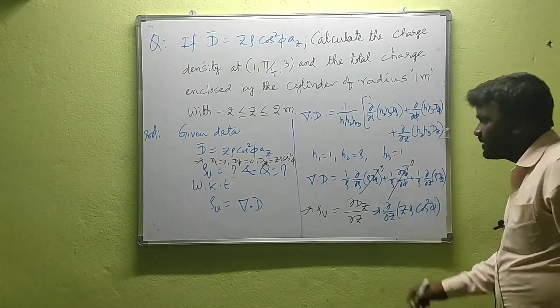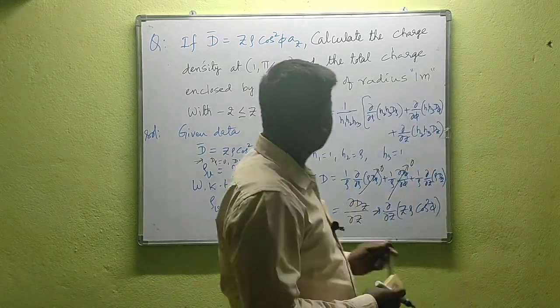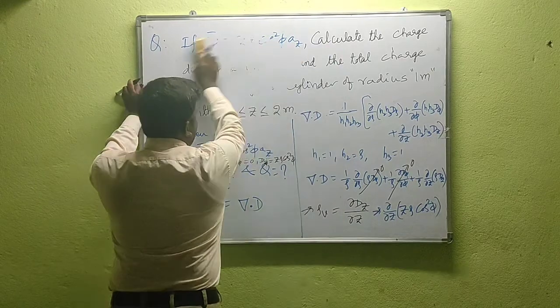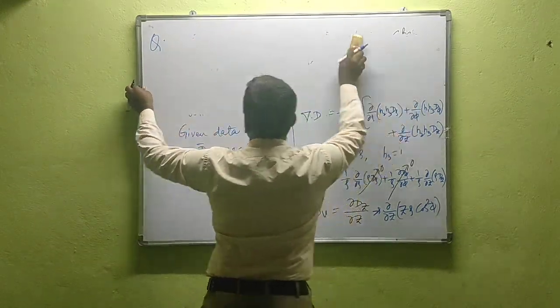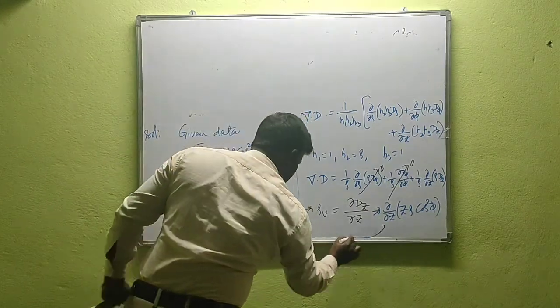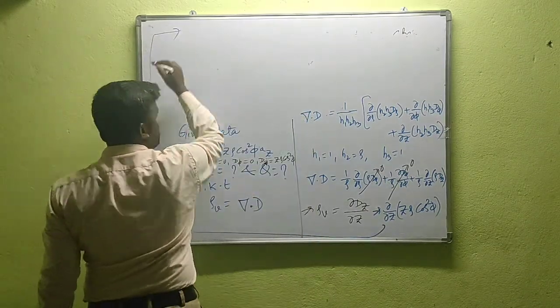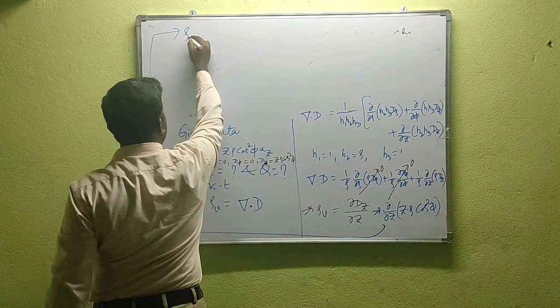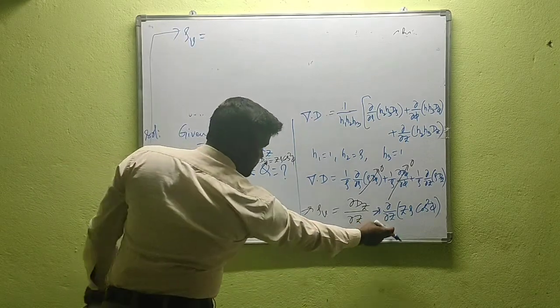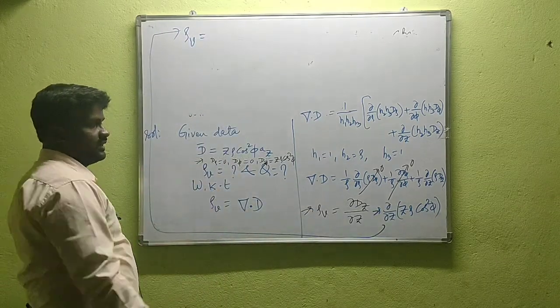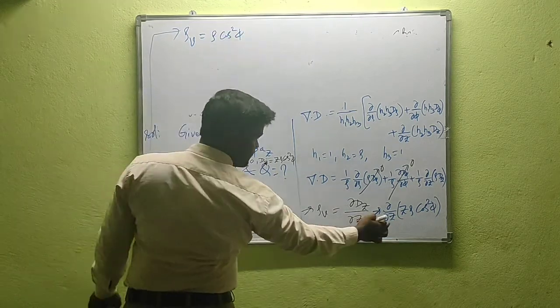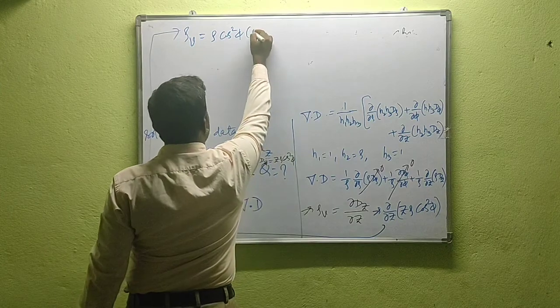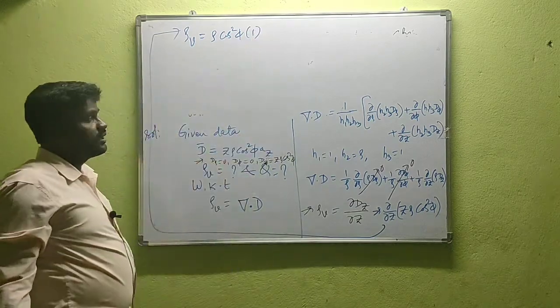Now perform the partial differentiation. Let us substitute that one. After simplification, we get the partial differentiation with respect to z: rho is constant, cos square phi is also constant, and the partial derivative with respect to z is 1. So rho v equals rho into cos square phi.